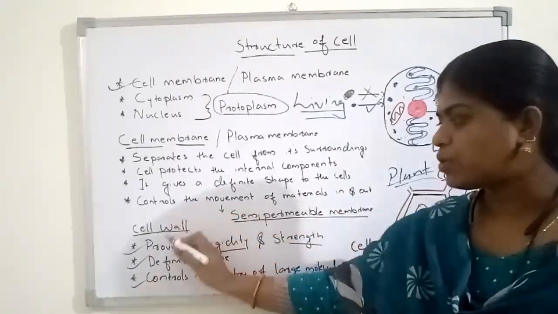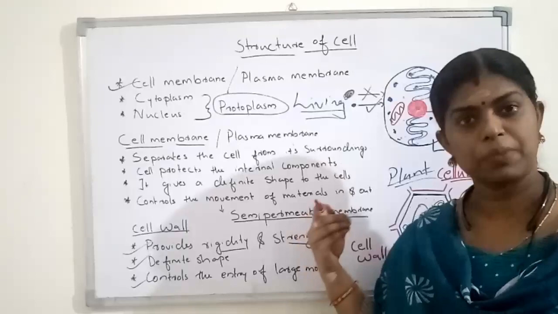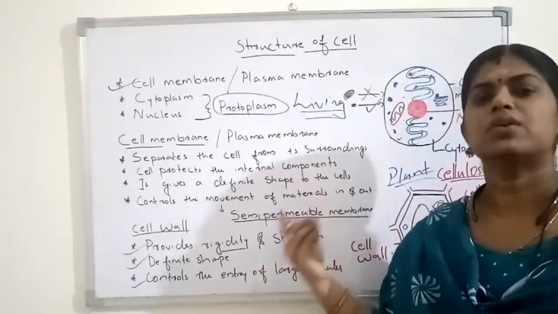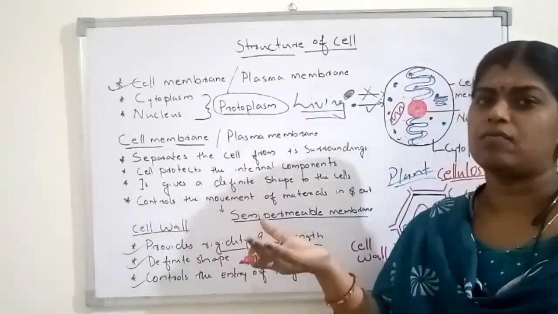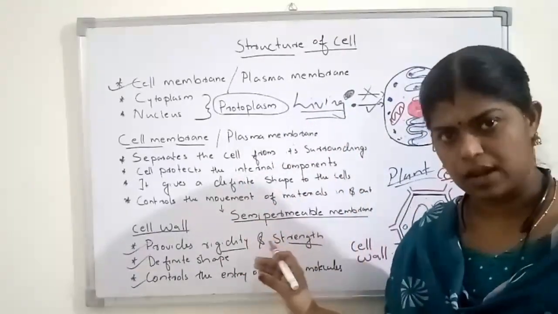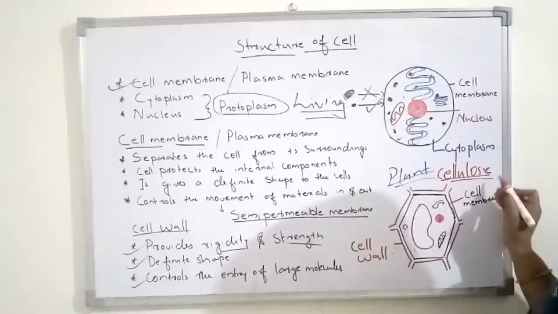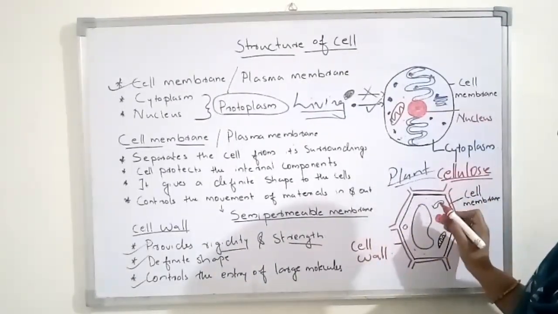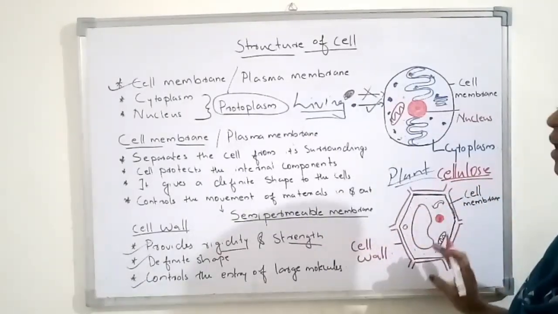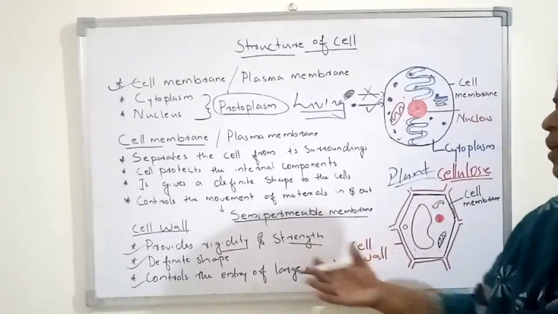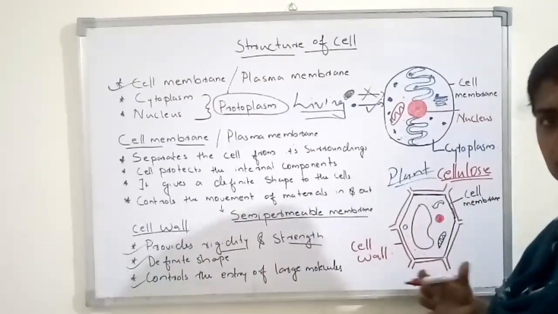So what do you know about the cell wall now? Cell wall is an additional covering of the plant cell. In a plant cell, apart from the cell membrane, one more cover will be there, and that is known as the cell wall. The cell wall is made of the material cellulose, it gives rigidity and a particular kind of shape to the cell, and it controls the entry of large molecules inside the cell.